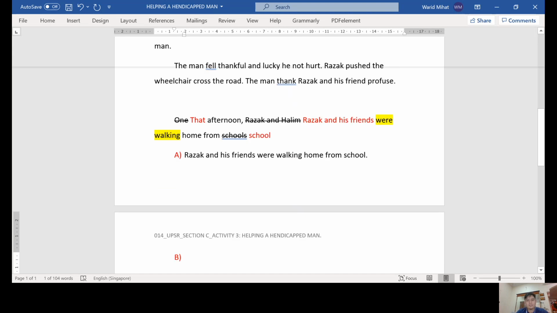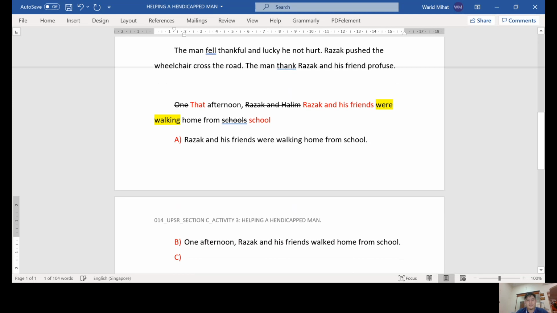Two, you can also say one afternoon, okay? Raza and his friends walk home from school. Another version that you can use, which is the one that I used just now, that afternoon. Awak nampak tak perbezaan one afternoon dengan that afternoon? One afternoon is like pada suatu tengah hari. But that afternoon is like pada tengah hari itu. Pada waktu itulah maksudnya. Pada waktu tengah hari itu.